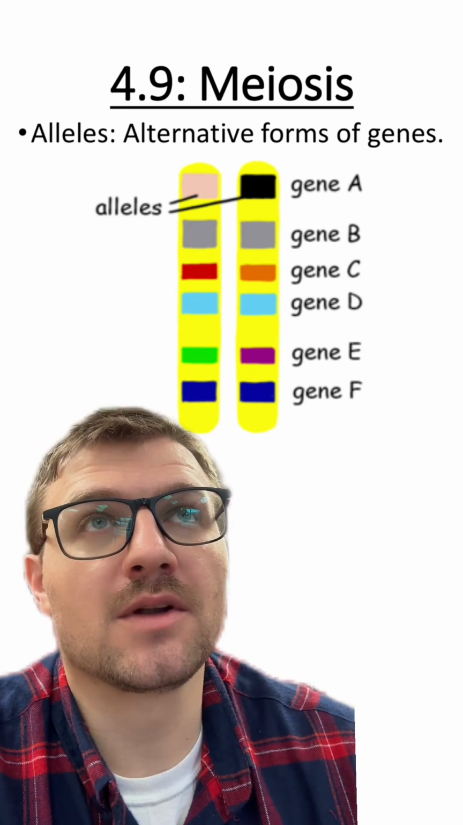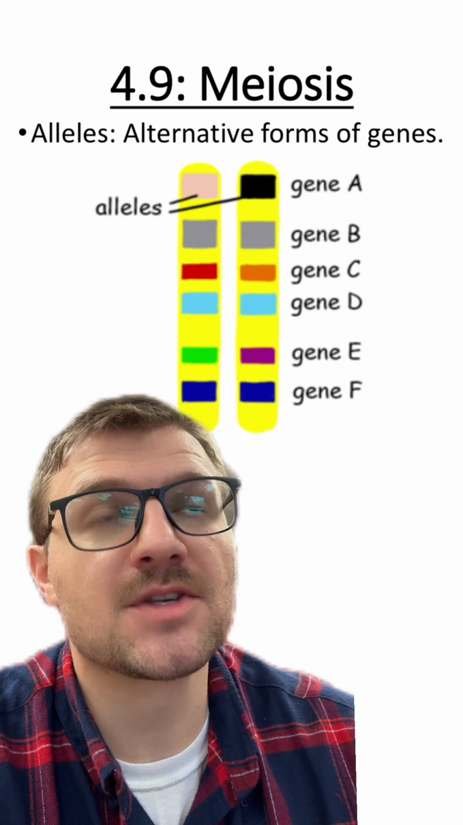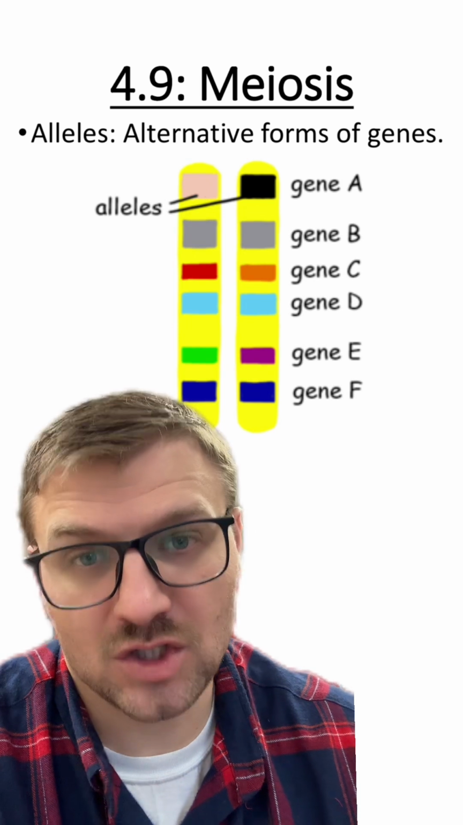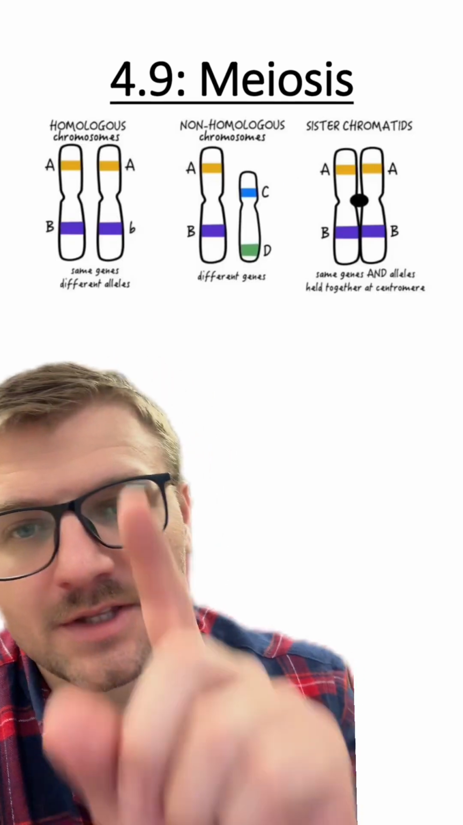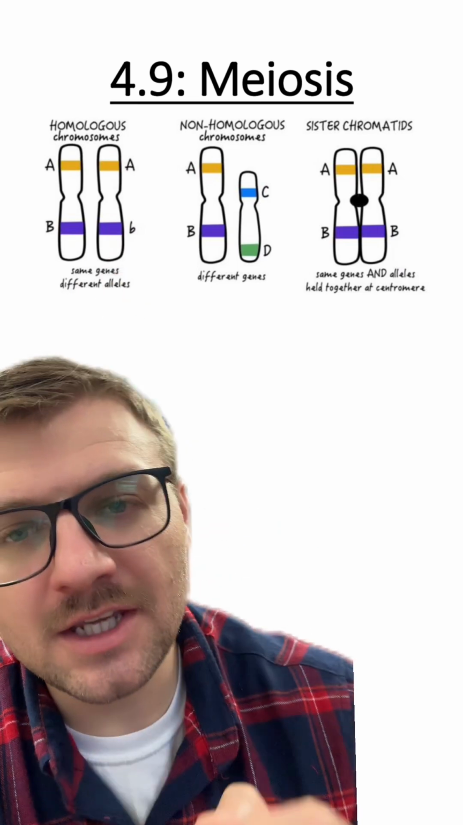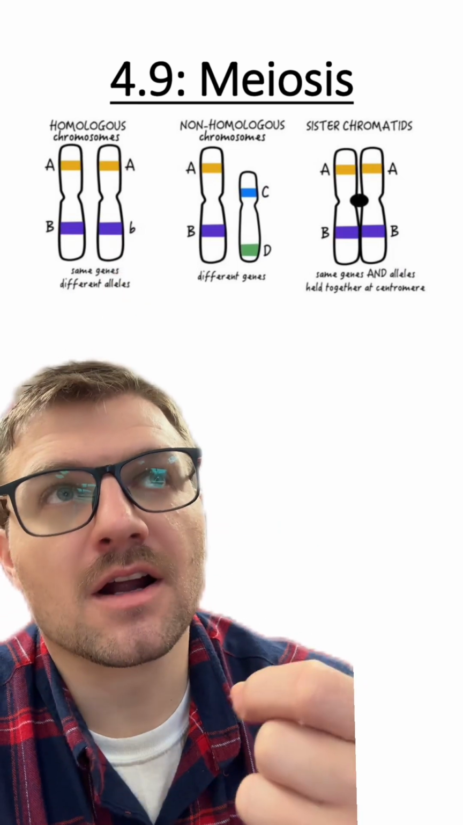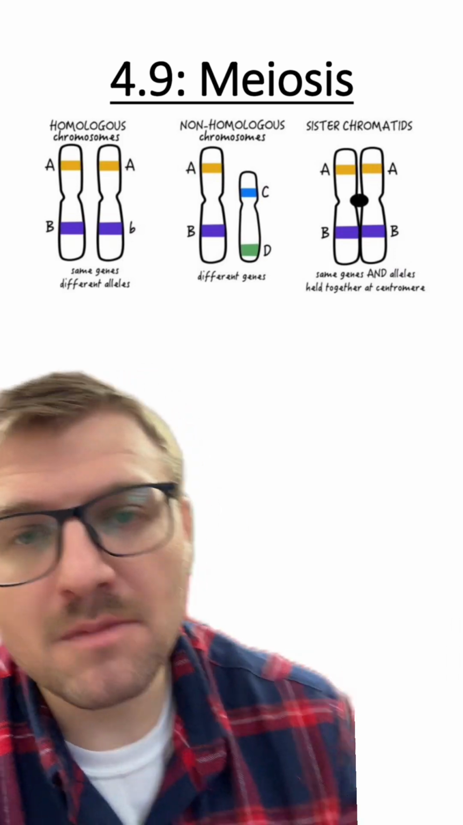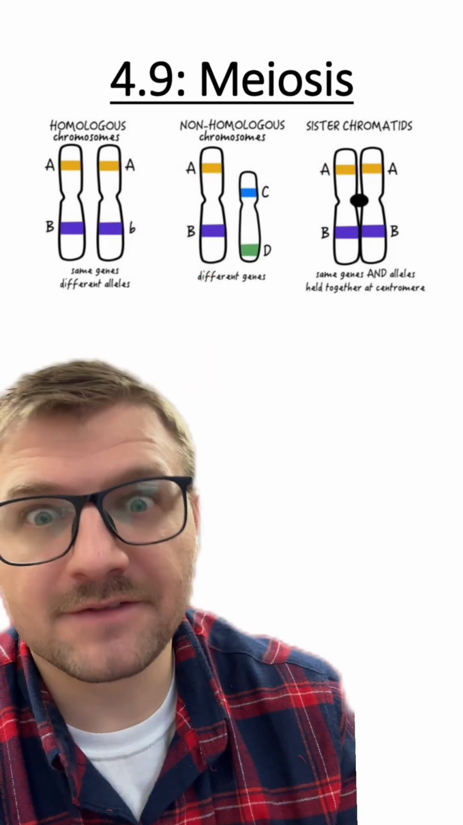It's going to be really important that we understand on these homologous chromosomes, we have the same genes, but we have different versions of those genes. Here's again another way of looking at it. You can see our homologous chromosomes have genes in similar locations, but their alleles may be different. They may be the same, but they also may be different. Non-homologous chromosomes are different lengths and have different genes.